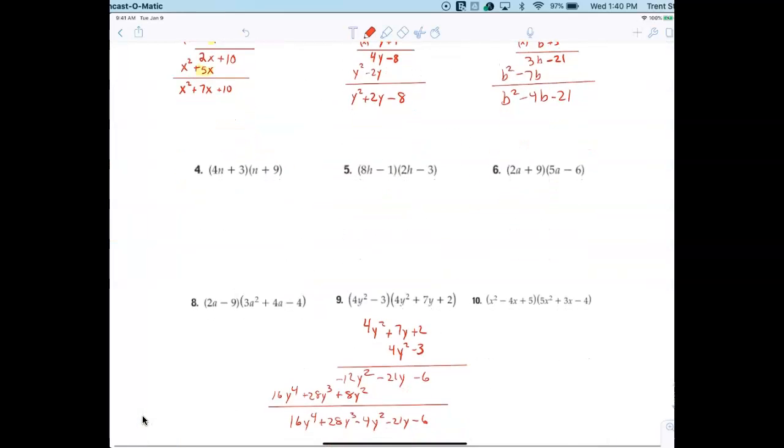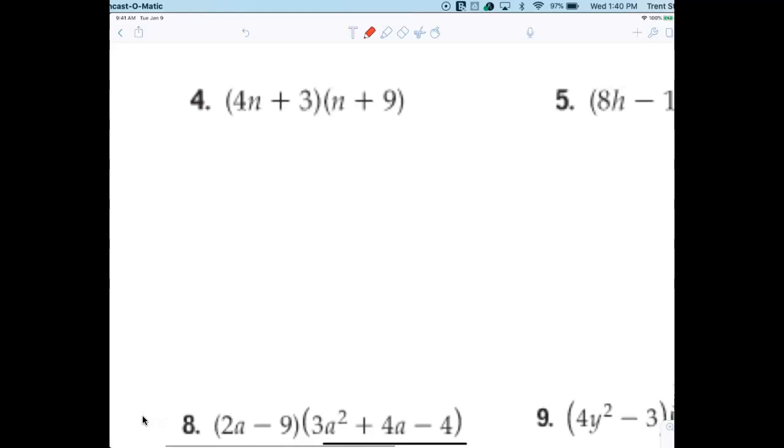Now, let's go ahead and start with the evens. All right? 4n plus 3 times n plus 9. One more time, and then I'm going to show you the pattern. 30 seconds. Go. 15 seconds.